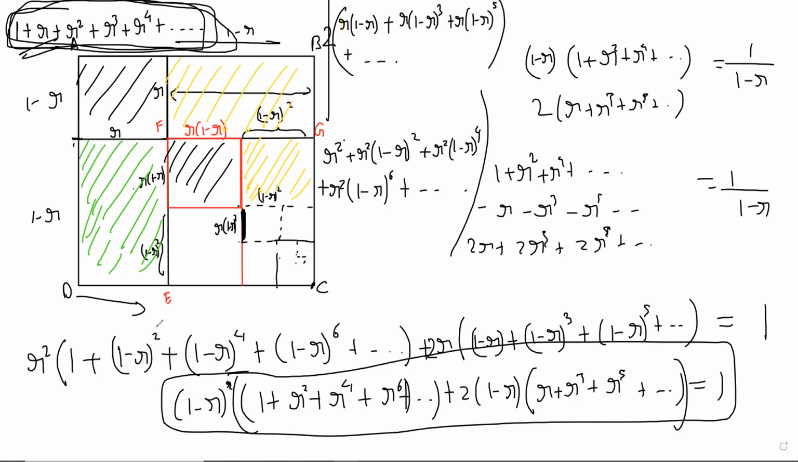When I'm seeing these things, 1 minus r square, 1 minus r to the power 6, I know that these are not what I'm interested in. I'm interested in r square. So I just put r there, and instead of r, it became 1 minus r. And yeah, I think this is a very, very nice idea.